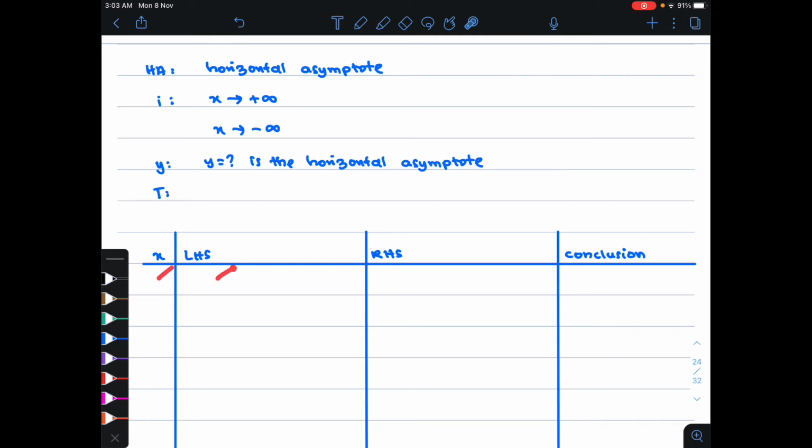So we're going to have 4 columns. For the first column, x is approaching positive or negative infinity. So just write it like this. Next, we have left hand side. So this is your x-axis. And we need x approaching positive and negative infinity. As x approaching the left-hand side, x is approaching negative infinity. So here it is limit of g(x) as x approaching negative infinity.